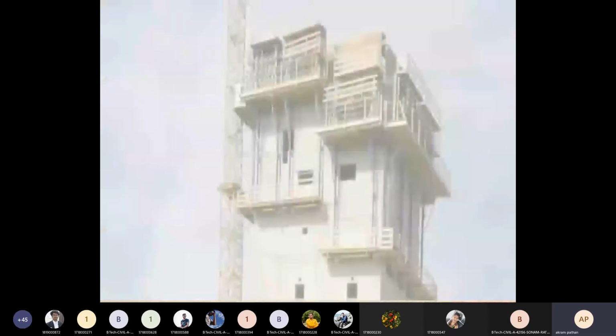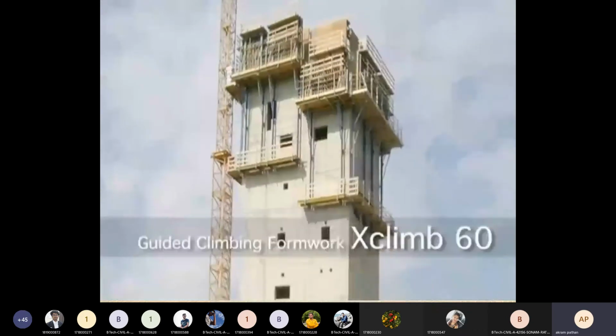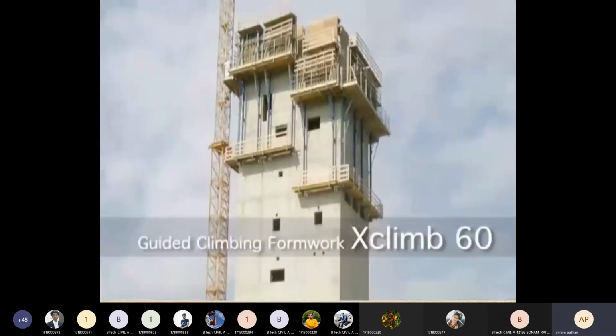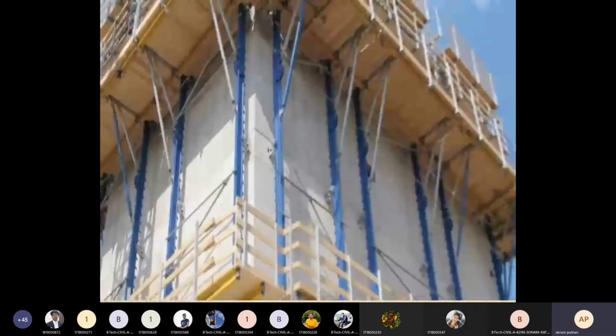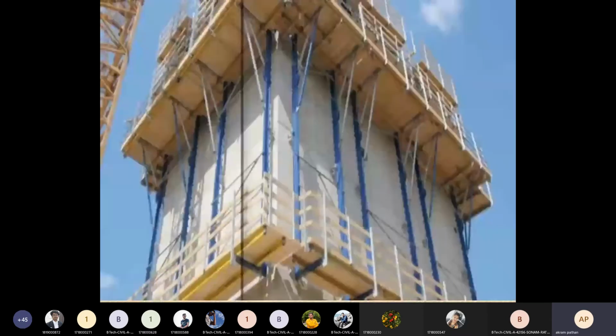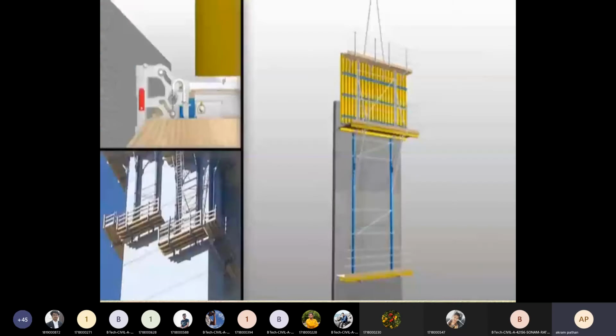The guided climbing formwork X-Climb 60 from Doka lets you safely and quickly strike, climb and reset the formwork, even in high winds. It is always guided directly on the structure itself, meaning that it is firmly attached to the structure during every phase of the work.